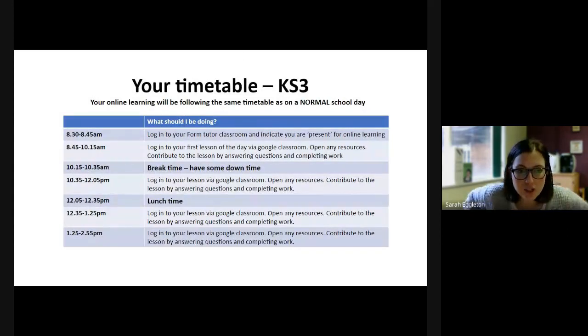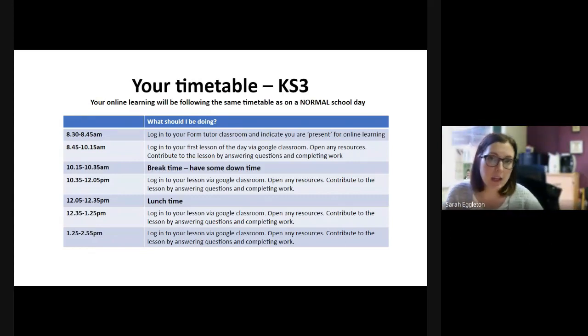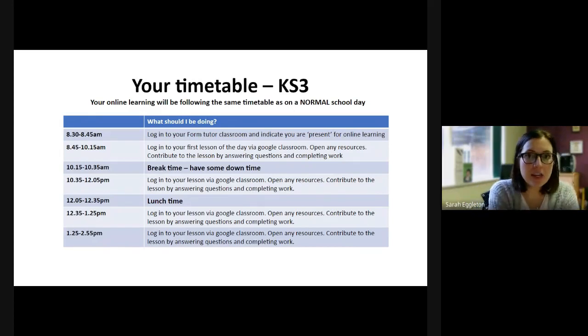So, Key Stage 3. Your online learning will follow the same timetable as a normal school day. By 8:30 in the morning, you should be logged onto a computer, dressed, have had your breakfast, and be ready to learn. At 8:30, log into your Form Tutor classroom and let your Form Tutor know you're safe and well and present for online learning for the day. At 8:45, period 1 will begin just as it would if you were in school.